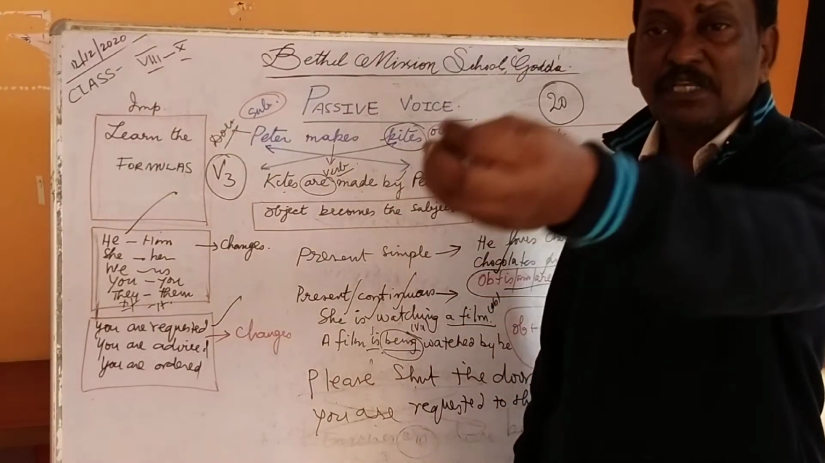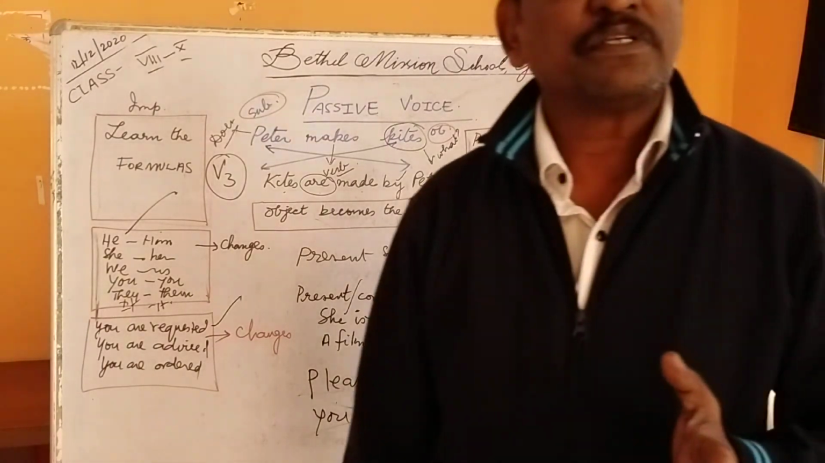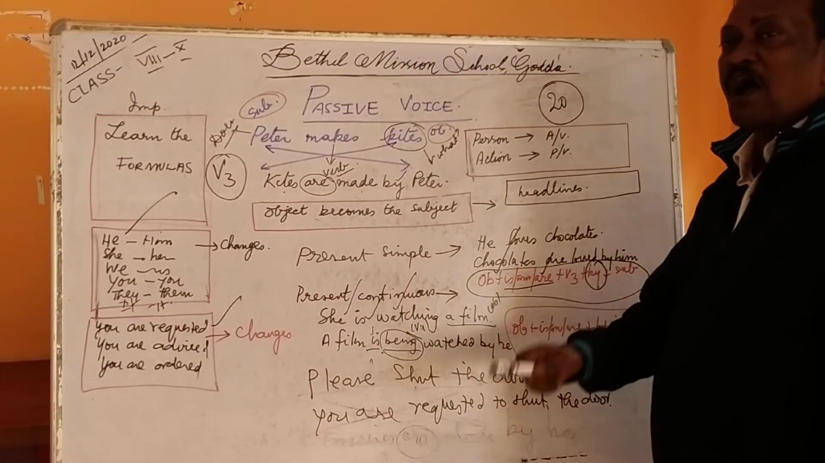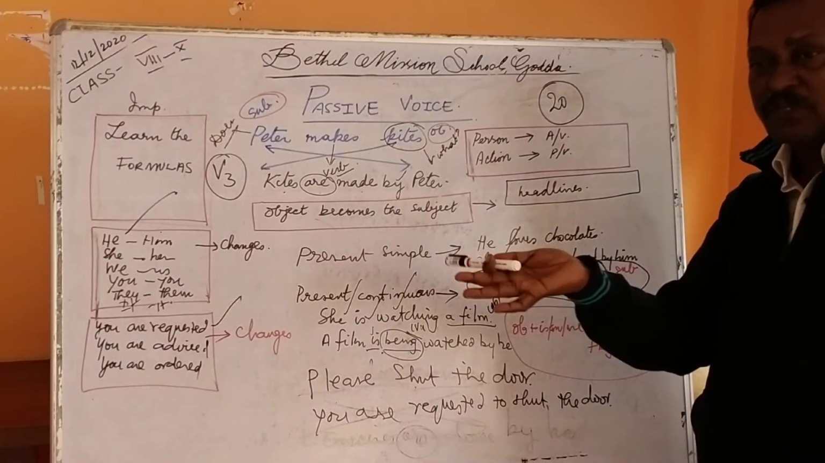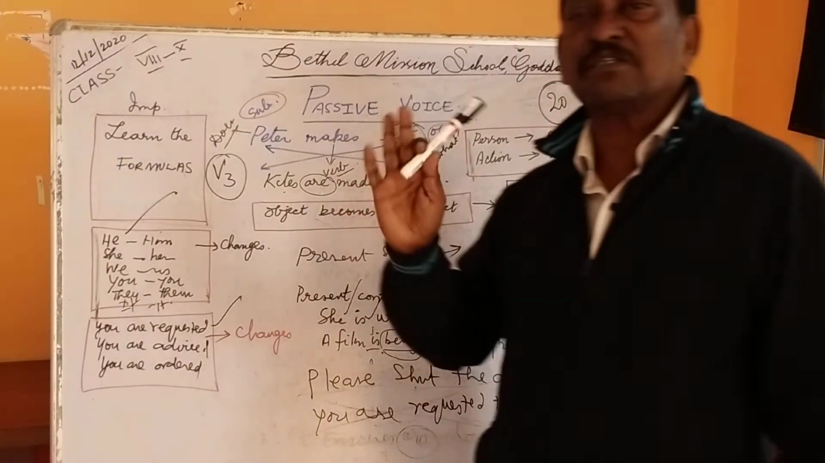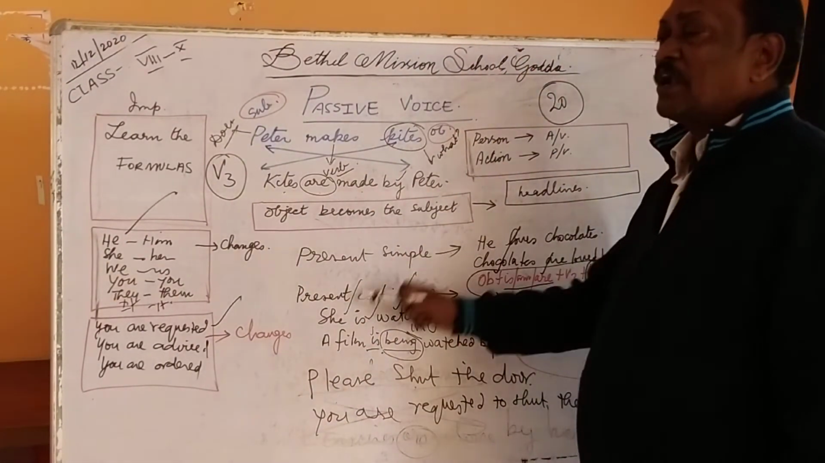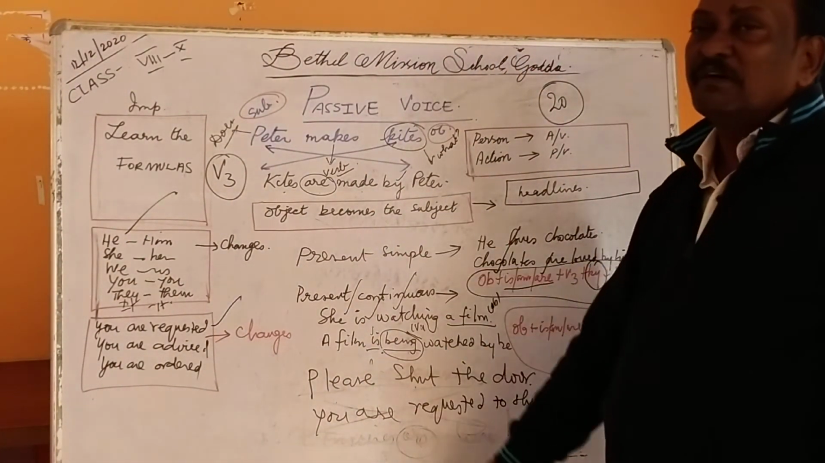He is distributing some snacks. Some snacks are being distributed by him. Are being. So it depends on the object, whether the object is singular or plural. You have to watch. You have to take note of that. And accordingly you must use the verb.